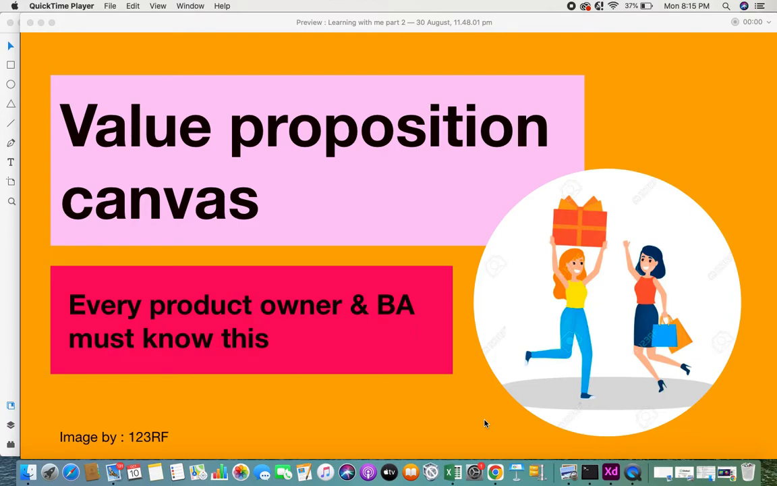It's not easy convincing and justifying this. So the value proposition canvas is a tool that helps you to validate and justify to your customers why a particular product or service is really worth it and necessary. So let's see what this value proposition canvas is in detail.